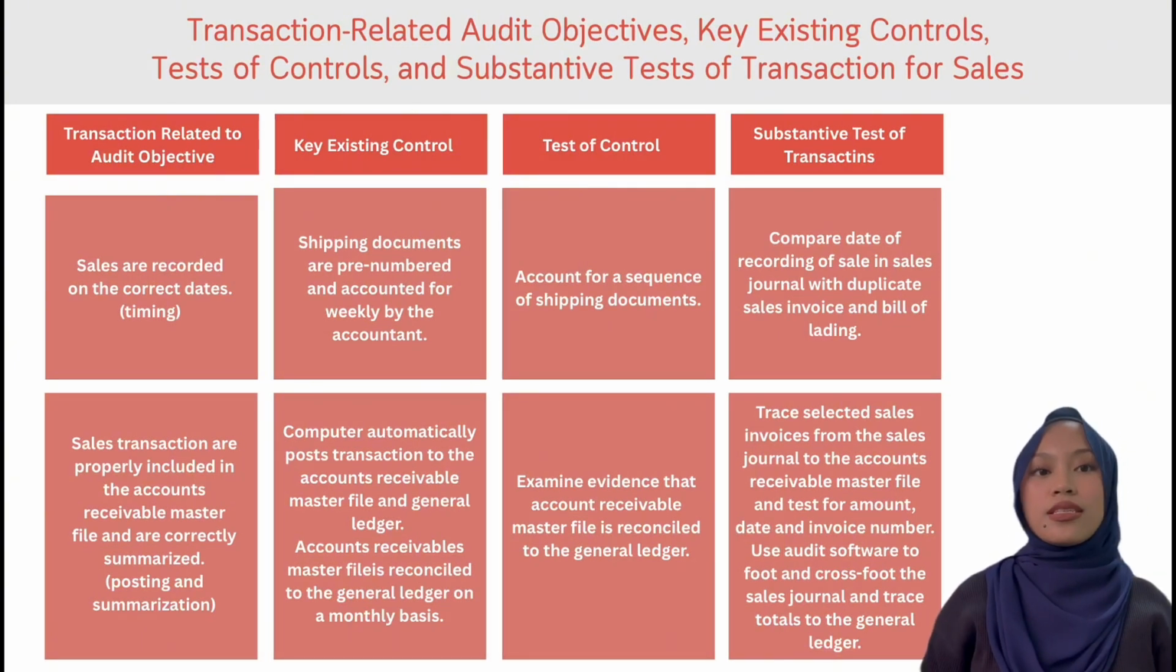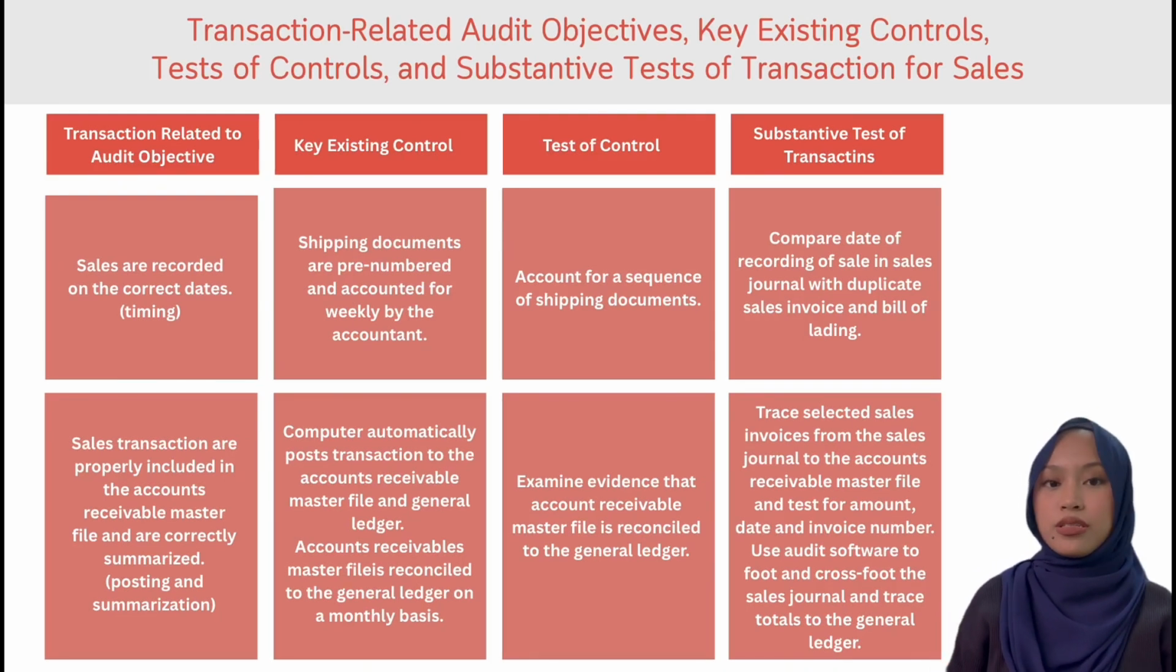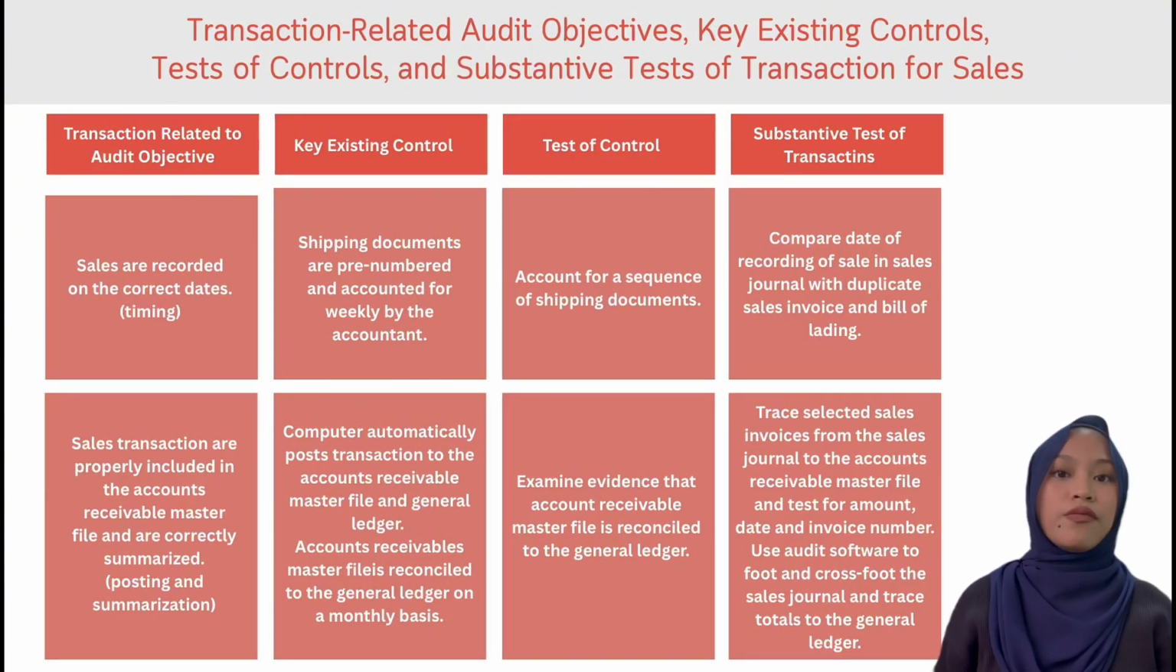Next is posting and summarization. This means that sales must be properly recorded in the accounts receivable master file and accurately summarized in the general ledger. To control this, the system automatically posts the transaction to both the master file and the general ledger. Then, every month, the master file is reconciled with the general ledger.